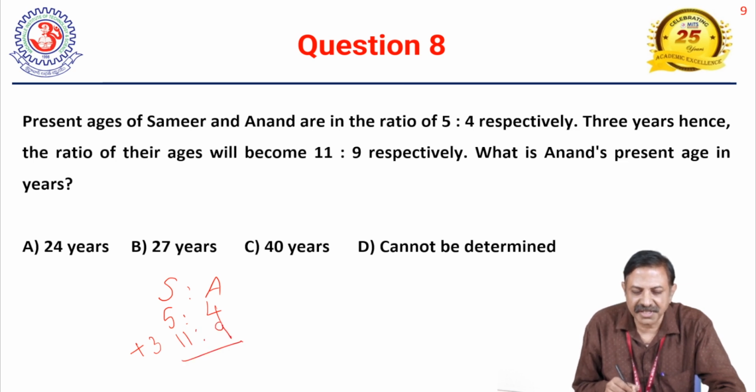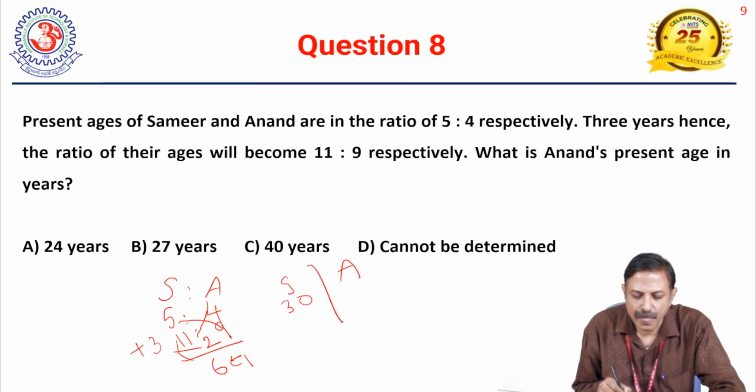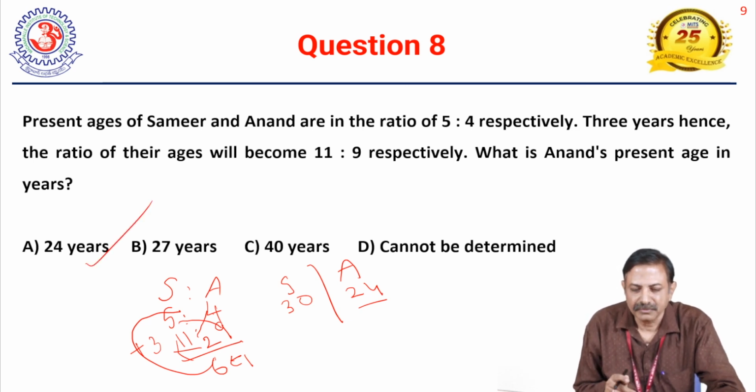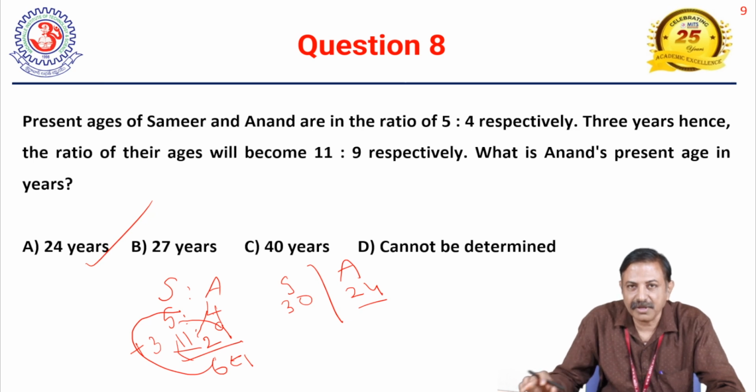So what is the age of Anand? You know, one shortcut: 9 into 5, 45; 11 into 4, 44. 45 minus 44, difference is 1. 11 minus 9, difference is 2, 2 into 3, it is 6. One part equal to 6. If you want Samir, 5 into 6, 30. If you want Anand, 4 into 6, 24. That means 6 into 5, 6 into 4. So Anand's age is clear from the first option, it is 24 years. So this one we are able to solve in 10 seconds. Let's go to the next one.